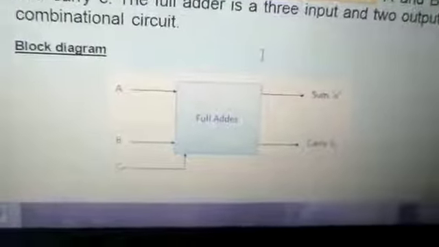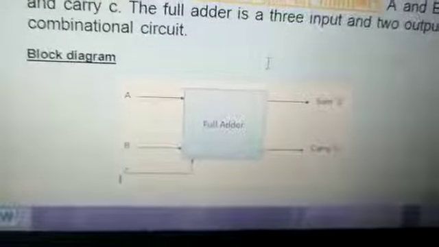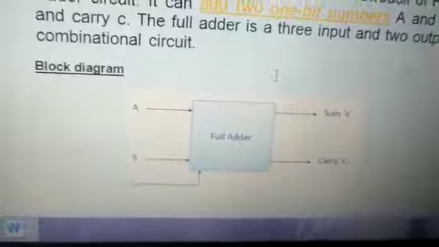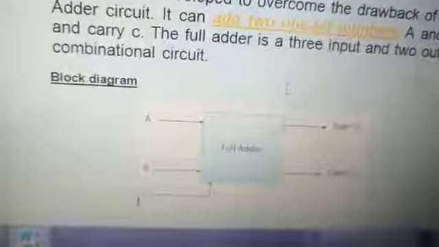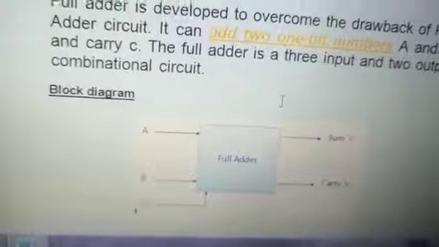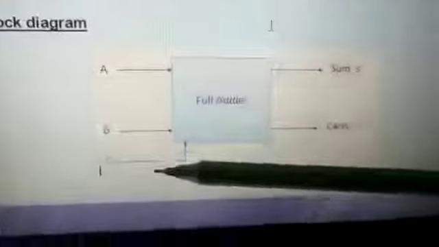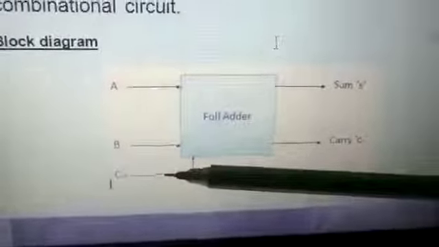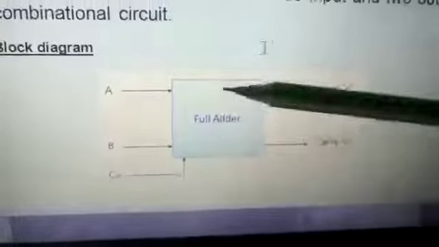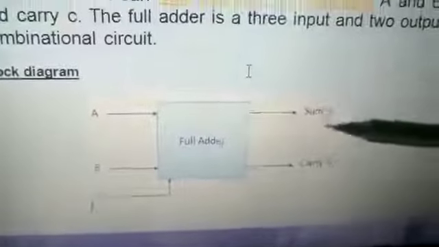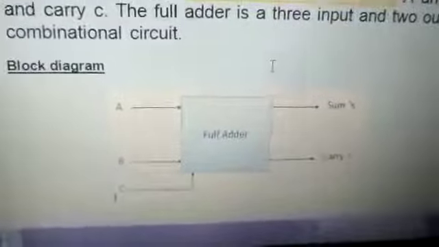Because if you try to add multi-bit information, say 4-bit binary information, 1 1 1 1 and 0 1 1, then 1 plus 1 is 0 and carry 1. So the carry we have to propagate to the next bit. So how can we add this carry? This C in represents the carry from the previous bit. Here we are adding the digits and getting the sum and the carry part.